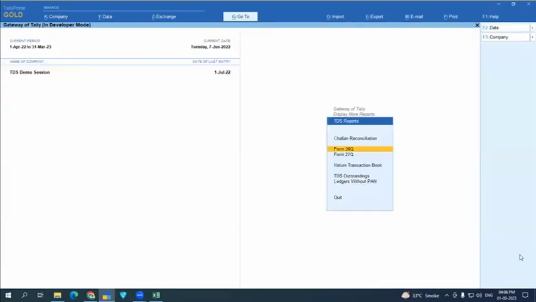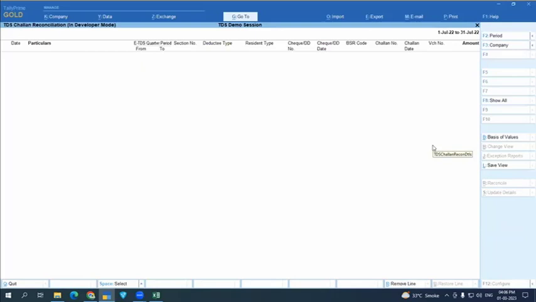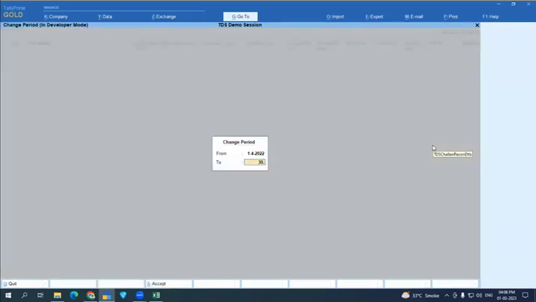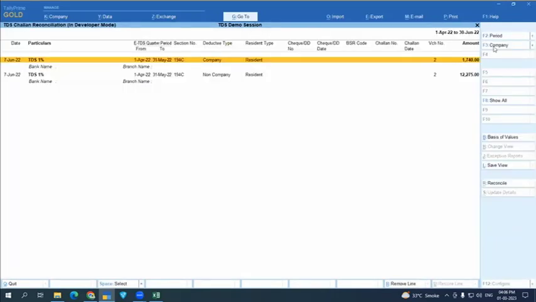See, before 26Q, there is the option Challan reconciliation. Enter it. Give your period, 1st April to 30 June. Tally will show you payments. See, we made only one entry, but it is company and non-company. There are 2 entries done automatically internally. Voucher entry is single, but company and non-company is there. Select here, and the right side button is there, reconcile.